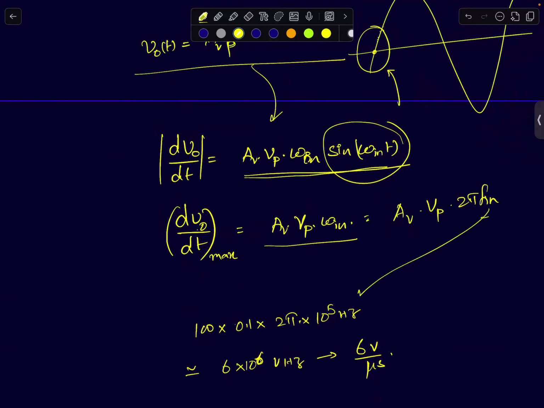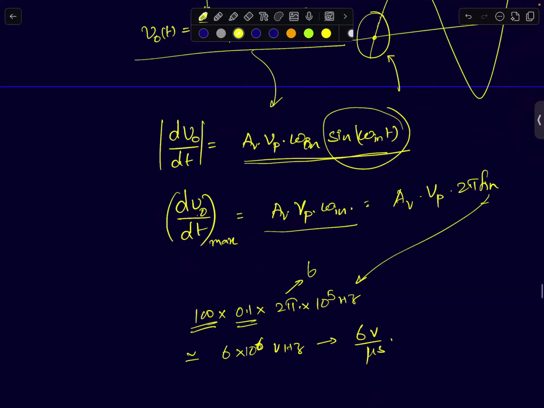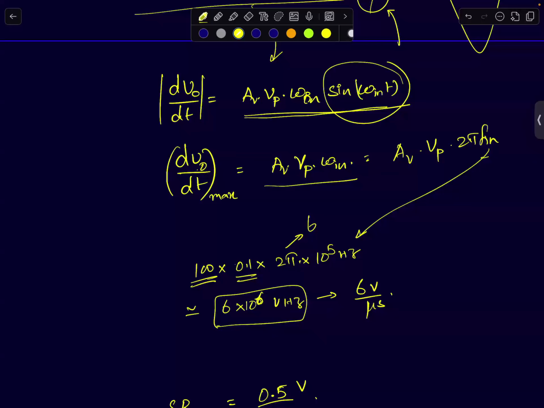If you substitute 100 kilohertz here, and 2 pi, round it off to 3.14 into 2, close to 6. Input amplitude is 100 millivolts, so 0.1 volts. Gain of the circuit is 100. So if I multiply that, I will get a term which is nothing but 6 into 10 power 6 volt hertz.